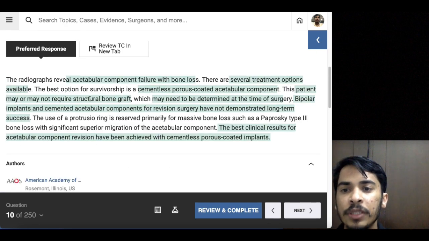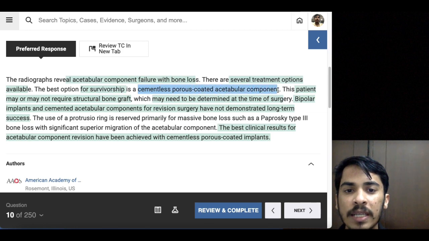So the answer: the radiographs reveal acetabular component failure with bone loss. There are several treatment options, but the best option is a cementless porous-coated acetabular component with bone grafting. So cementless porous-coated acetabular component is the answer.